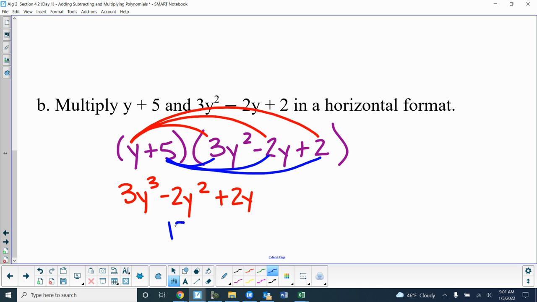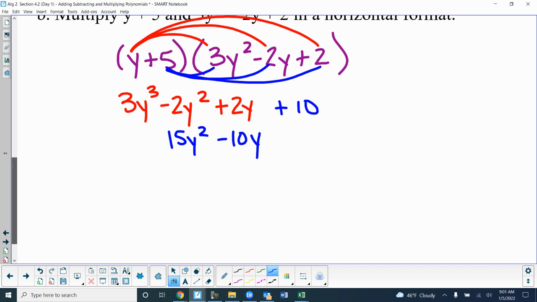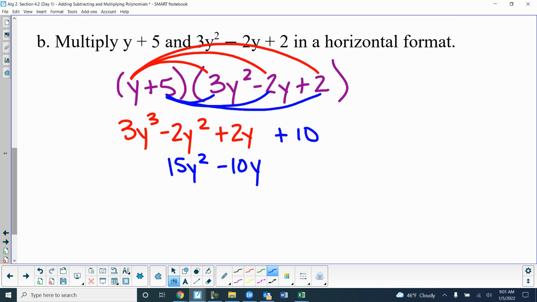And I like to line them up vertically, but you don't have to. You can just do the whole thing horizontally. 5 times -2y is -10y. And then 5 times 2 is the 10. Okay, so that's usually how I do it. And then I combine my like terms.